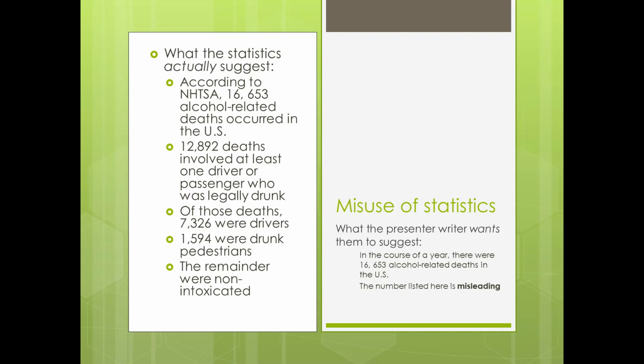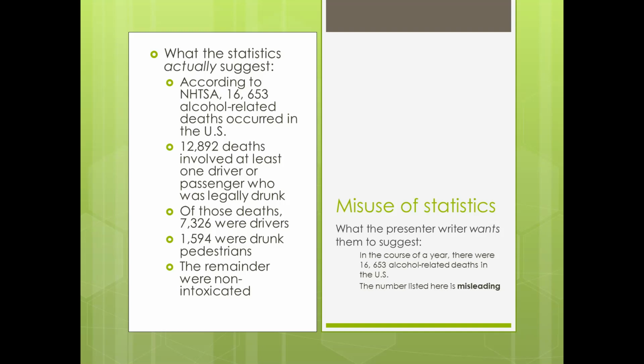16,653 alcohol-related deaths occurred in the U.S. That's a lot. 12,892 of those deaths involved at least one driver or passenger who was illegally drunk. Also, of those deaths, 7,326 were drivers. Another 1,594 were drunk pedestrians. And then the remainder of the number there of people affected were non-intoxicated. So that's what the statistics actually suggest.